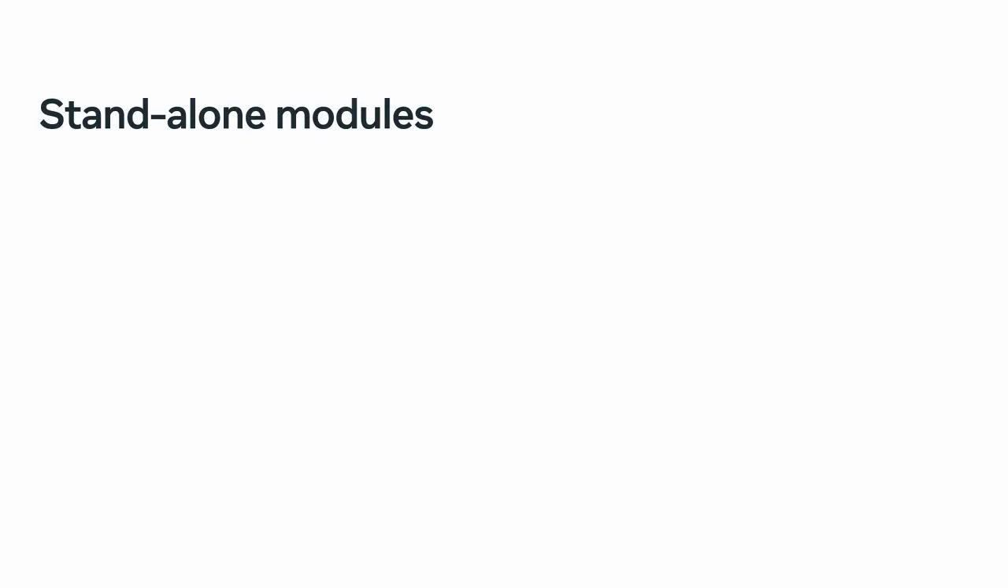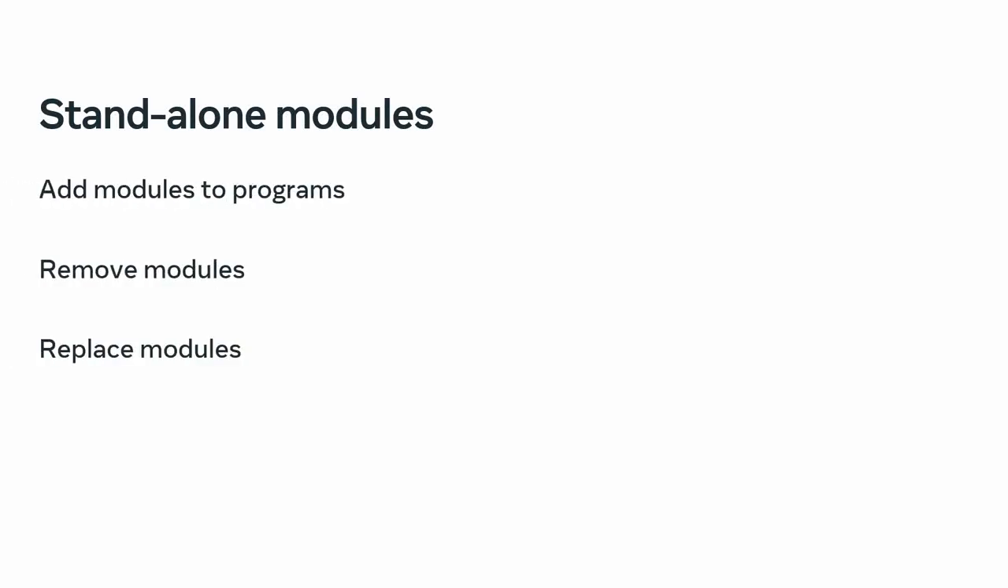JavaScript modules are standalone units of code that you can reuse again and again. Being standalone means that you can add them to your program, remove them, and replace them with other modules, and everything will still work. But before we continue, let's explore what things were like before modules entered the picture.